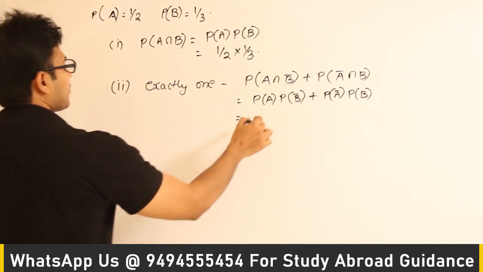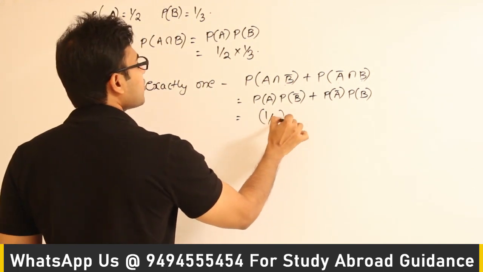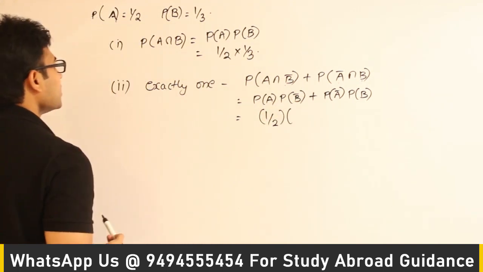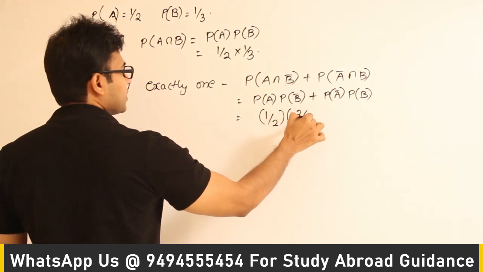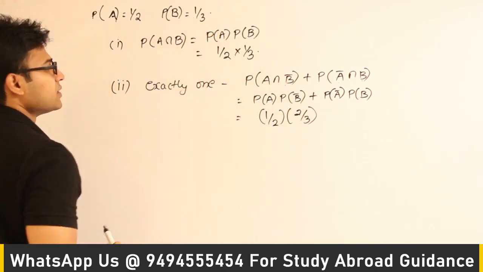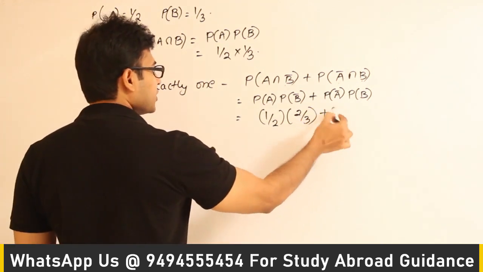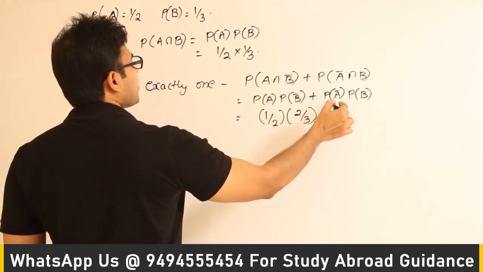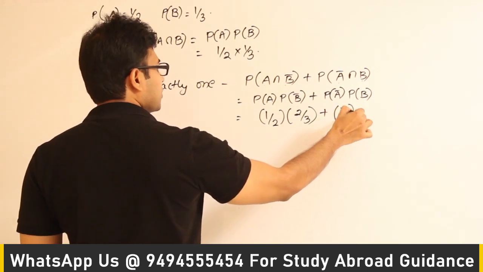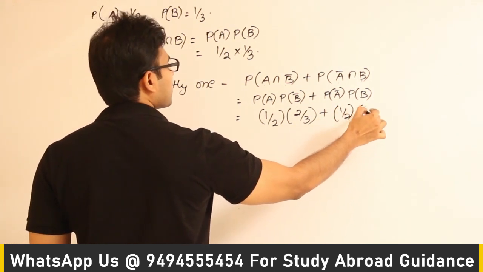Now what about P of A into P of B complement? P of A is equal to 1 by 2. What about P of B complement? It is nothing but 1 minus P of B, which is equal to 2 by 3. If P of B is 1 by 3, P of B complement is going to be 2 by 3. Anyway, I am not worried about the numbers, you check it. Now what about P of A complement? It is going to be 1 by 2 and P of B is going to be 1 by 3.